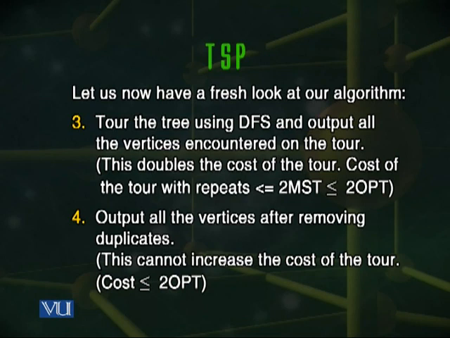Therefore, the cost of what we output is less than or equal to 2 times the optimal. What we have seen now is a two approximation algorithm for the metric TSP problem. It was an extremely interesting algorithm. The analysis of the algorithm was in many parts.